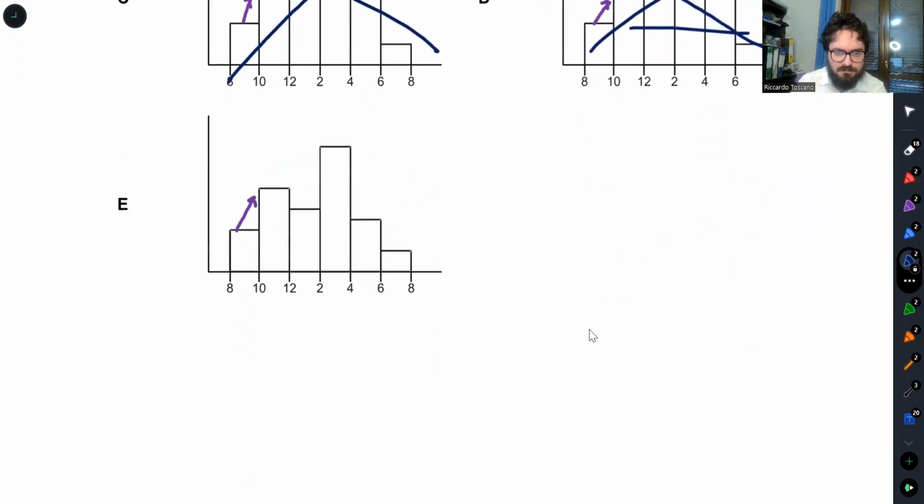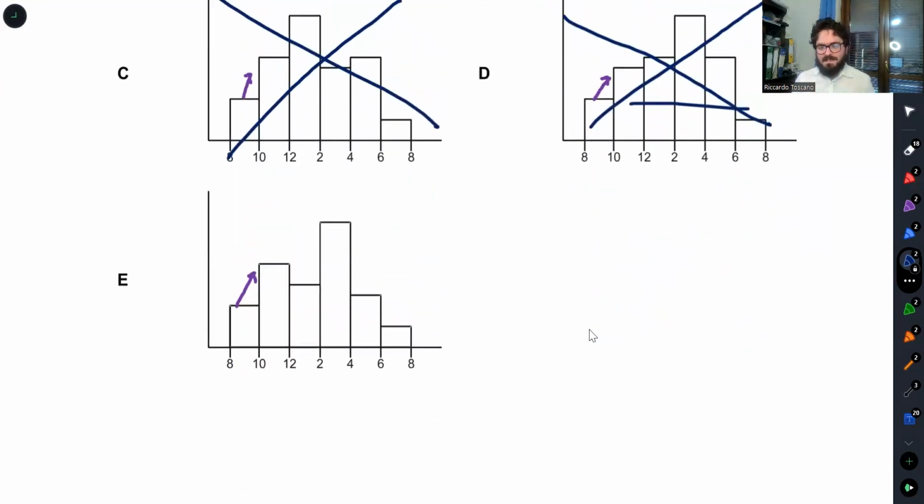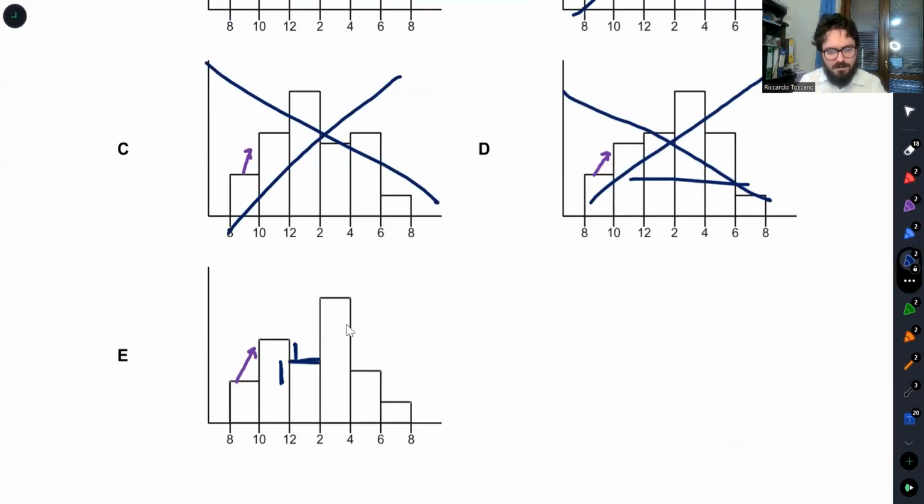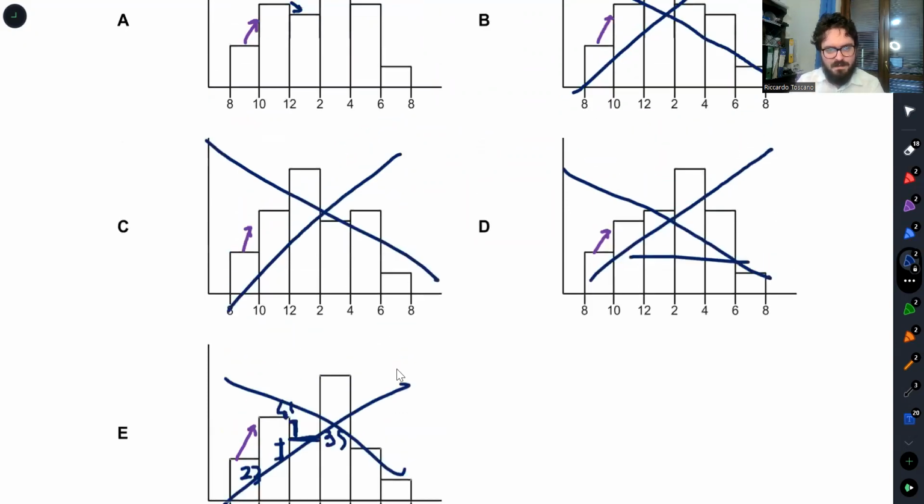Let's go on. This one might look acceptable, but the differences are too similar because this one should be a 40, what was it again? A 35, here 41, and here 23. Here the differences are too similar, so this cannot be the right option. Right option is A.